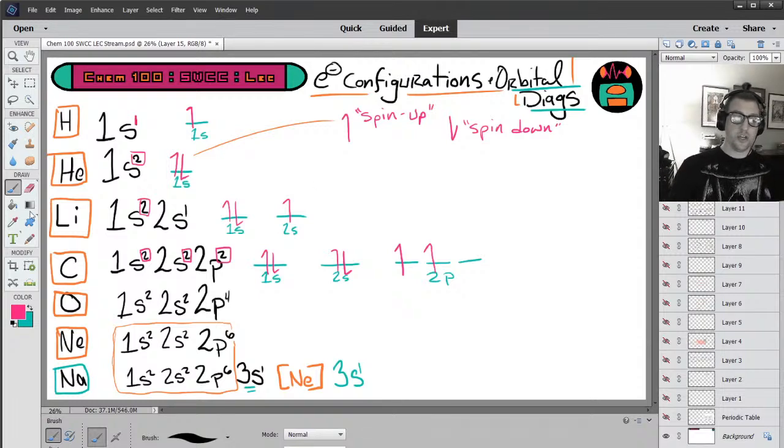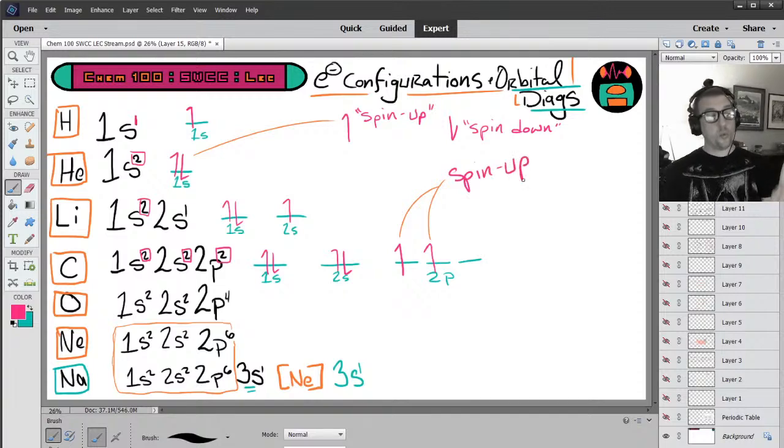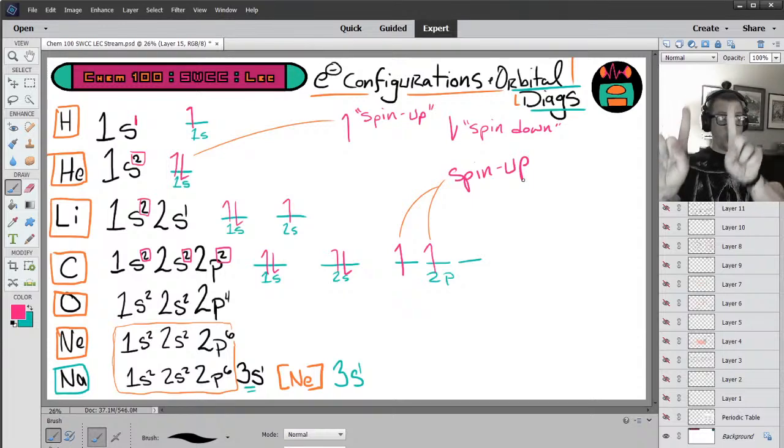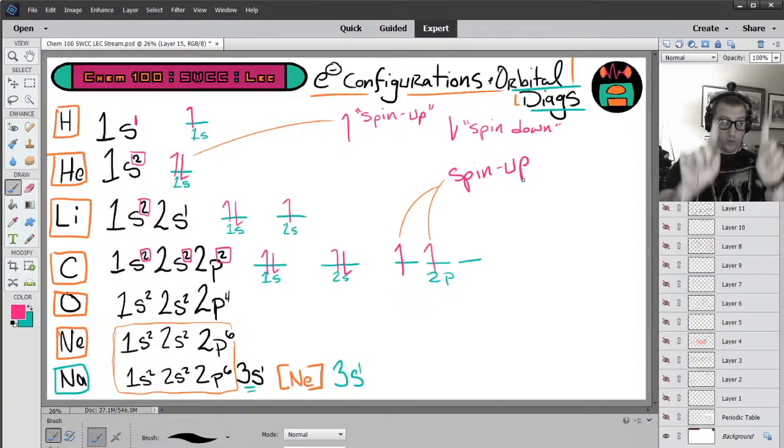All right? You'll notice also that these are both spin up. When you have electrons that are in different orbitals, they'll always spin pair. All right? Just like magnets will line up with each other, they will always spin pair when they're in different orbitals.